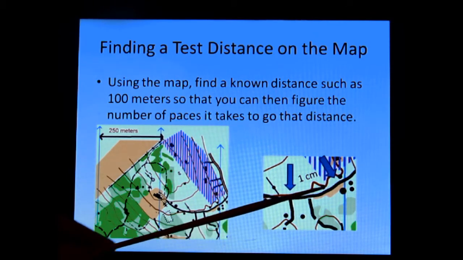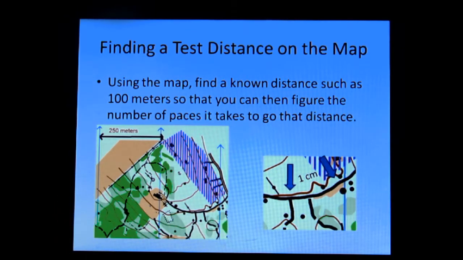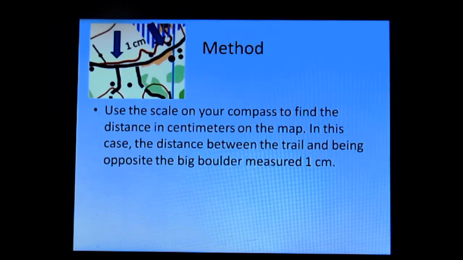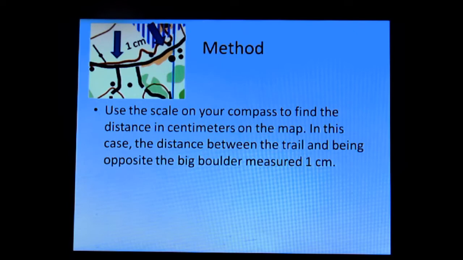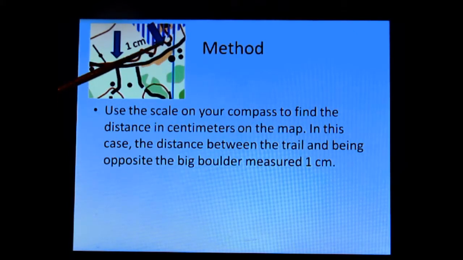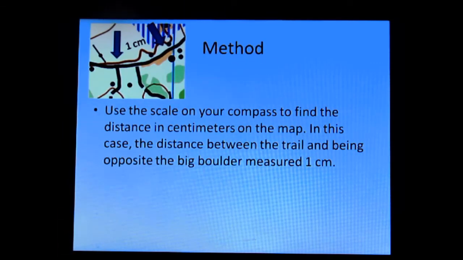The distance between here and here on the map is 1 centimeter. Use the scale on your compass to find the distance in centimeters on the map. In this case, the distance between the trail and being opposite the big boulder measured 1 centimeter.